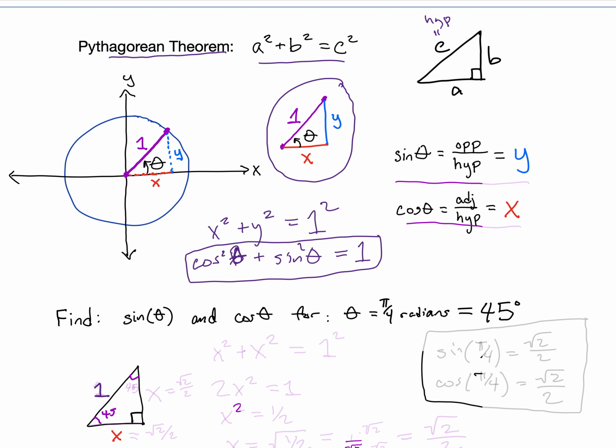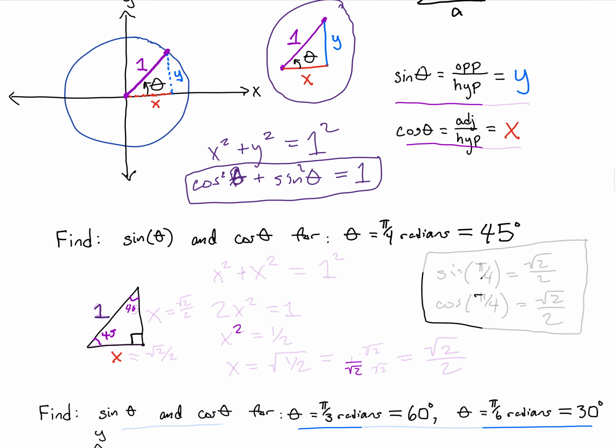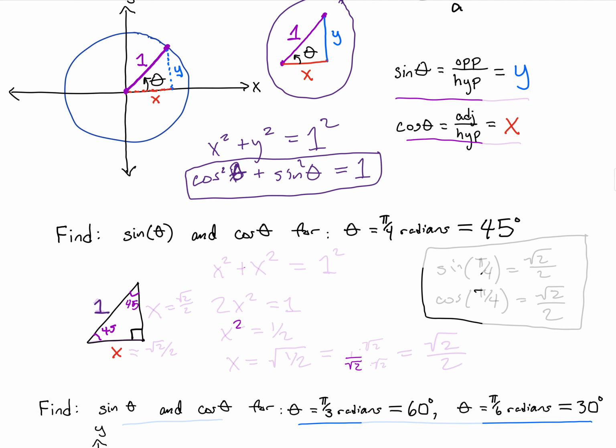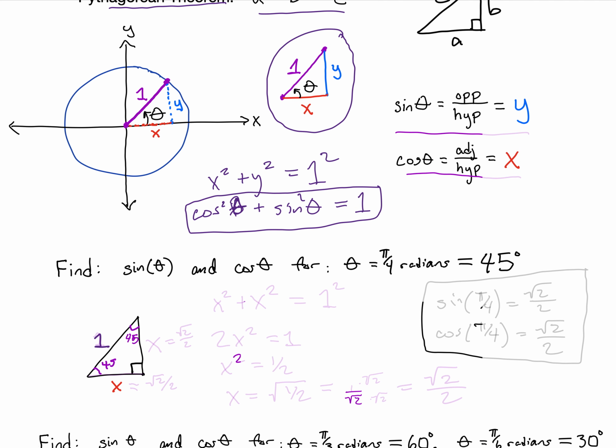Okay, so let's also use the Pythagorean theorem to find sine of theta and cosine of theta for the angle theta equals pi over 4 radians, or 45 degrees. So if we've got a 45, 45, 90 triangle, a right-angled triangle, and the other two angles are equal, they are each 45 degrees, then we know that, as always, our hypotenuse is 1.